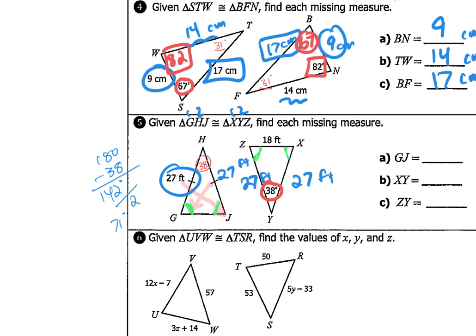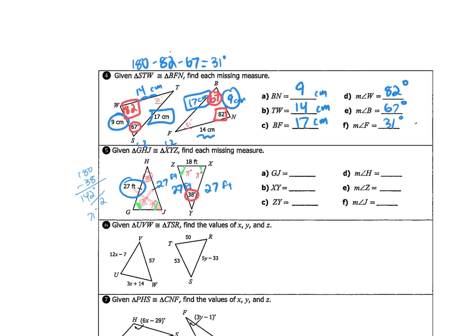So then I'm allowed to say, okay, I know that this is 71 degrees, so is this one, which means this one and this one. All 4 of them become 71 degrees. And then you can go ahead and fill in those missing measures as necessary.